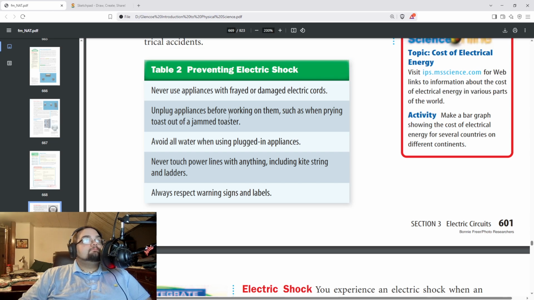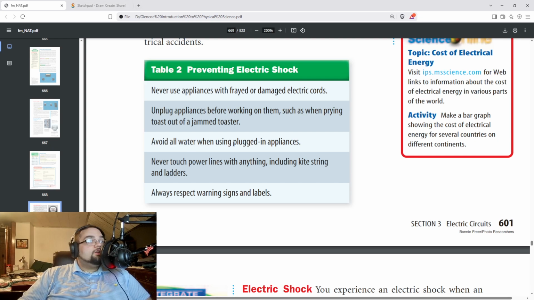Okay? Exposed electrical cords can shock and kill you. Unplug appliances before working on them, such as when prying toast out of a jammed toaster. Okay? You need to make sure that you're not receiving electricity. Work on your appliances, but there needs to be no electricity in the device. All right? Does that make sense? So unplug it.